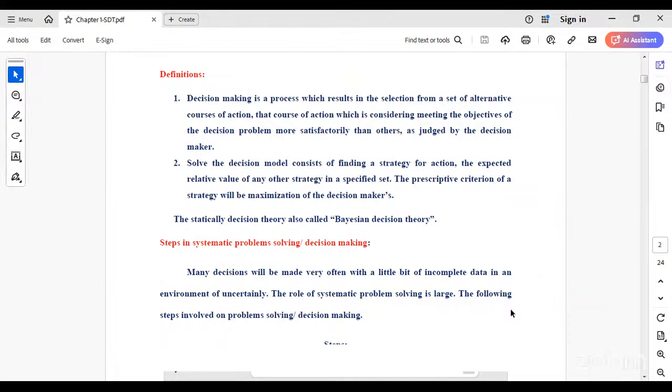Okay, the next, second one. Solving the decision model consists of finding a strategy for action, the expected relative value of any other strategy in a specified set. The prescriptive criterion of a strategy will be maximization of the decision maker.